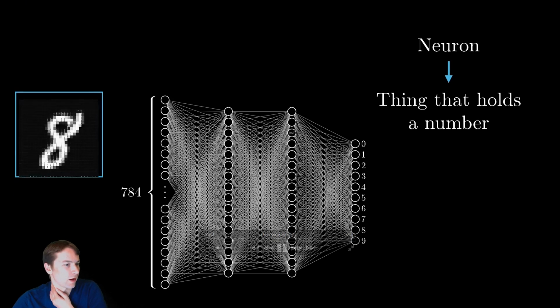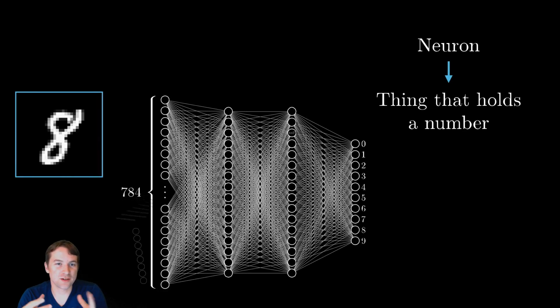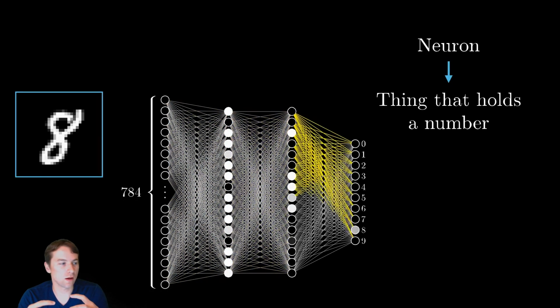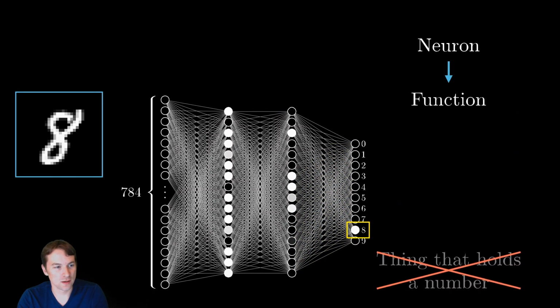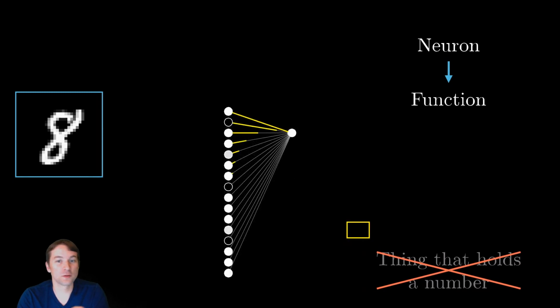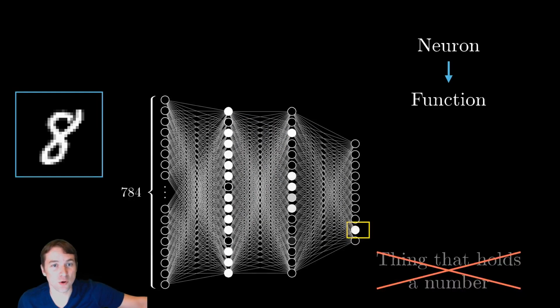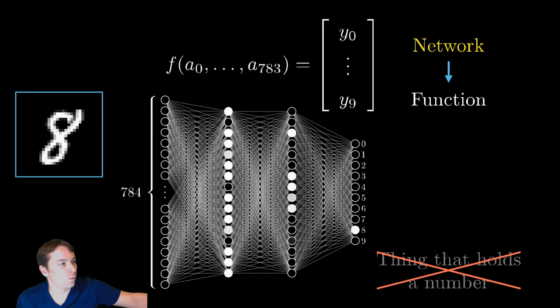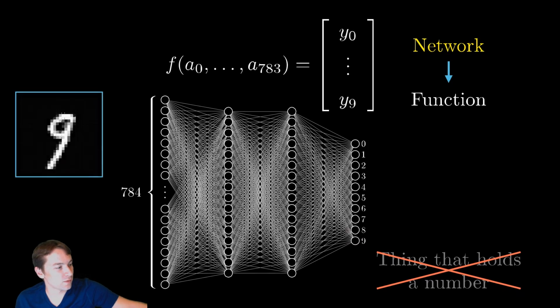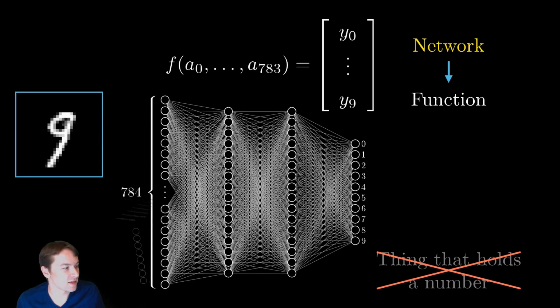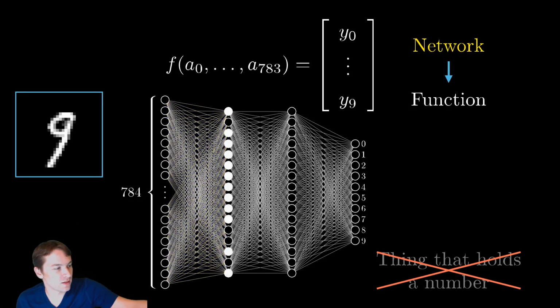Okay. So a neuron is not just a thing that holds a number. A neuron, if you think about it, is actually the result of a bunch of different functions, which is really the result of a bunch of different inputs. So let's say we take this number 8, and we want to apply all of the weights that we have, with whatever biases they have, and we want to see which one of these neurons acts up.